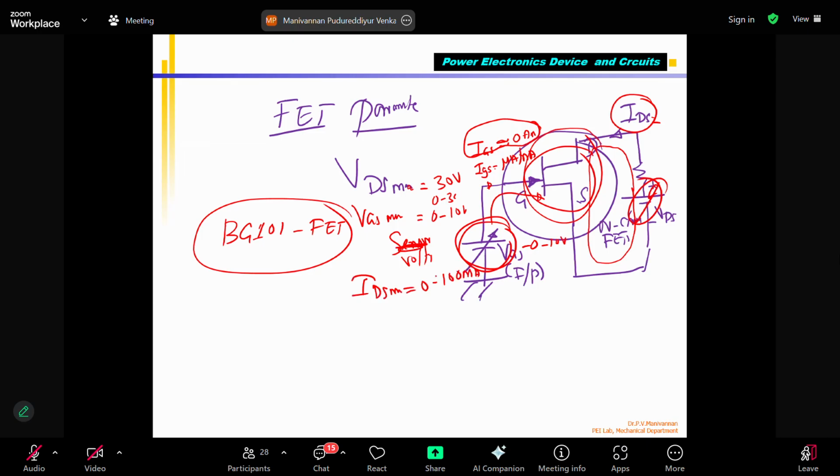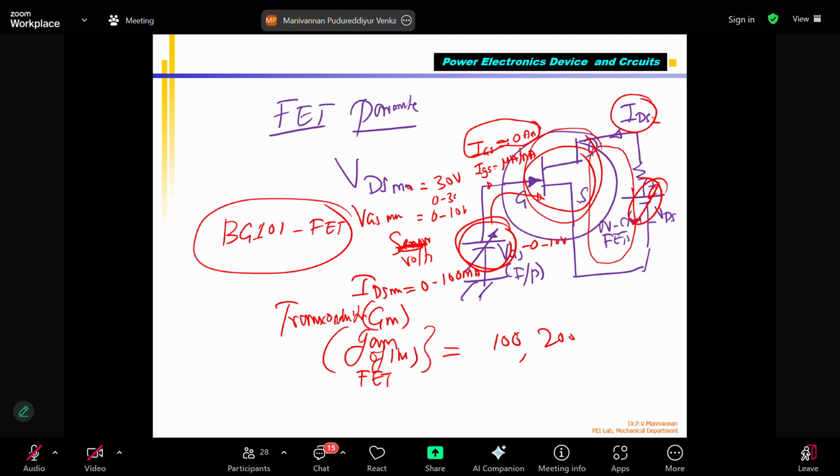Please note that there are FETs which can take 0 to 10 amps, 0 to 20 amps. They are called power FETs, correct? These are small signal FETs. Similarly, it has GM. GM is nothing but transconductance. It is called the transconductance of the FET, which is nothing but the gain of the FET. Transconductance is called GM. The gain of the FET can be, say, 100 or 200, something like that. So that says how many times the input is amplified at the output.